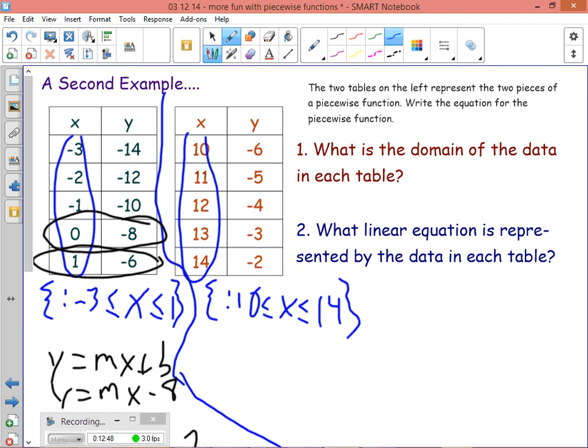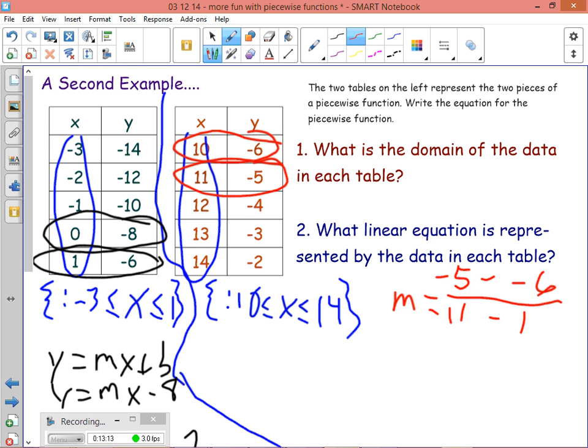We will not get lucky again knowing the y-intercept, so we'll just have to do it the long way. It's not really that long. First thing I'm going to do, find my slope. I'm going to pick 2 points. I cannot avoid negatives, so I will just pick this point here and this point here. y2 minus y1 is negative 5 minus negative 6, and x2 minus x1 is 11 minus 10. So my slope is going to be negative 5 plus 6, which is just 1, over 11 minus 10, which is just 1. So my slope is 1.